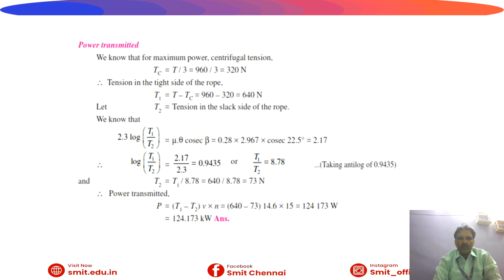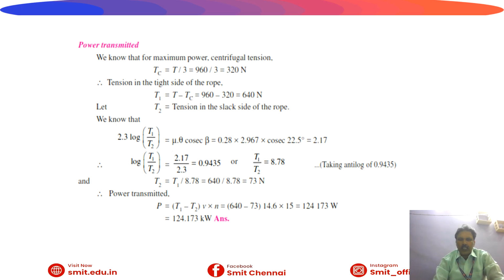Tension in the tight side of the rope, that is T1 equal to T minus Tc. Therefore, subtracting 320 from 960, we get 640 Newton. Then, using the relationship I already told you for wire rope, we have the formula 2.3 log of T1 by T2 equal to mu theta cosecant beta. Using 22.5 for beta and applying in the formula, you will get T1 by T2 equal to 8.78. Finally, from this, you will get the T2 value as 73 Newton.